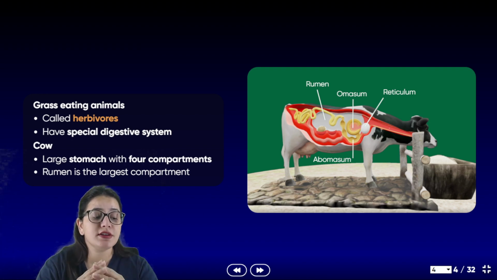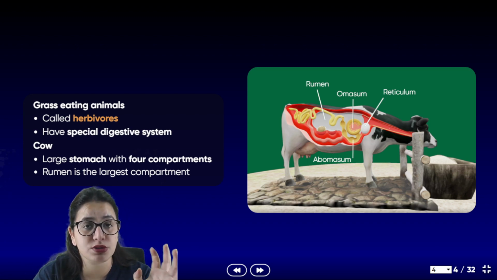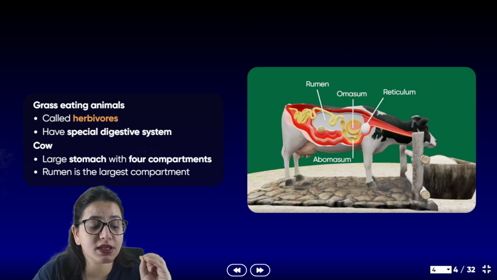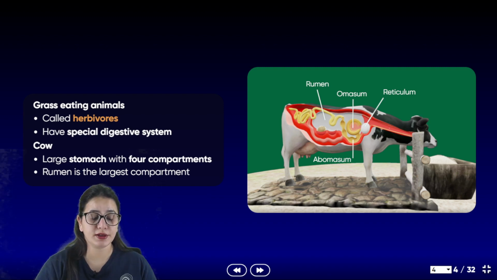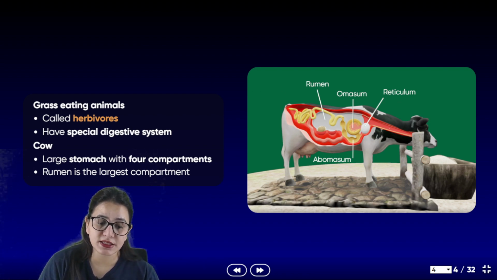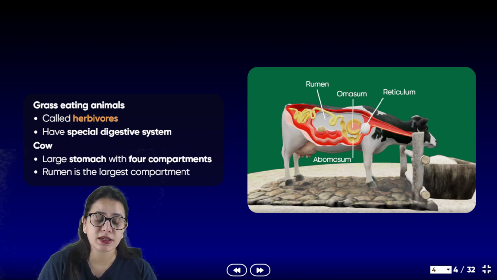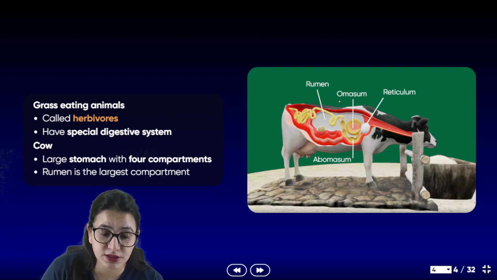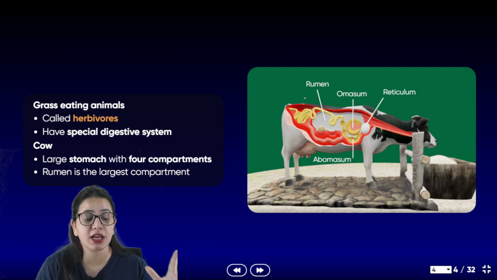The cows have a large stomach with 4 compartments, and the rumen is the largest compartment in the cows. What is the largest compartment in the cows? The rumen is the largest compartment, and we are talking about the herbivore. As you can see here, children, this is the rumen, this is the omasum, this is the reticulum, and this is the abomasum. All these parts belong to the digestive system of a herbivore. And the rumen, which is a part of the digestive system of a herbivore, is the largest part of the herbivore digestive system.